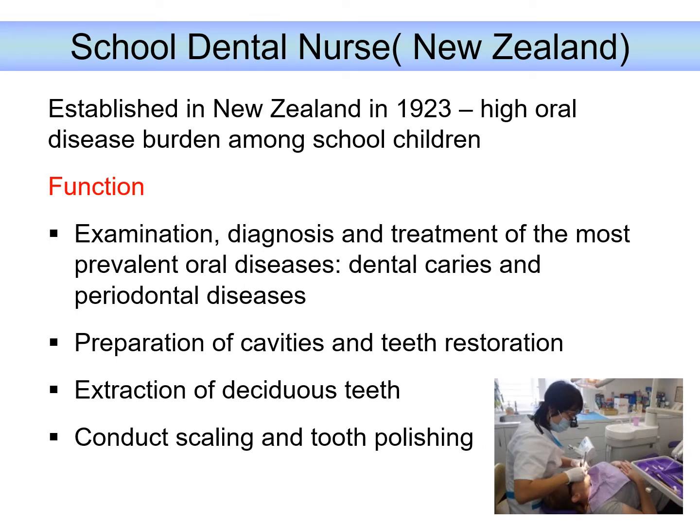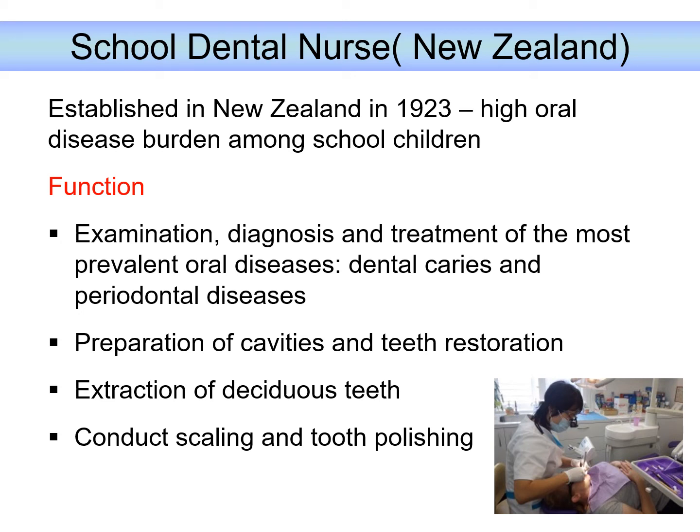Okay, now the school dental nurse. Specifically, the school dental nurse in New Zealand. Okay, this group of dental auxiliaries was established in New Zealand in 1923, due to the high oral disease burden among school children at that time. Now, their role is to examine, to diagnose and to treat most of the prevalent oral diseases, which includes dental caries and the periodontal diseases. They also prepare cavities and restore teeth. They extract deciduous teeth, and they also conduct scaling and tooth polishing.